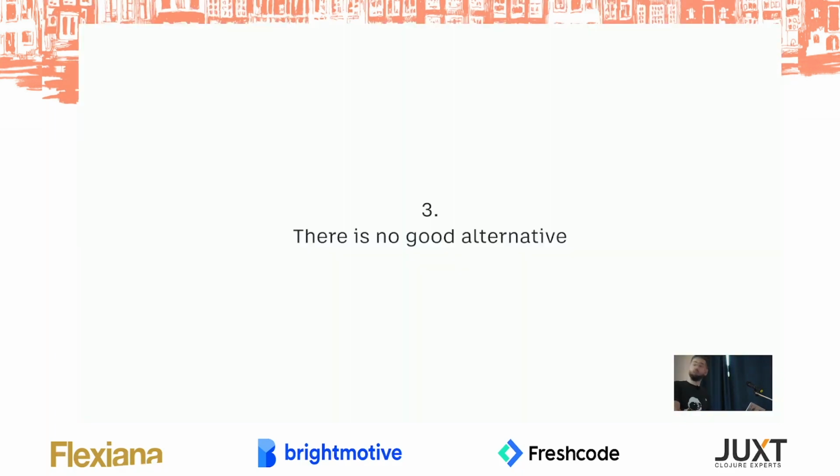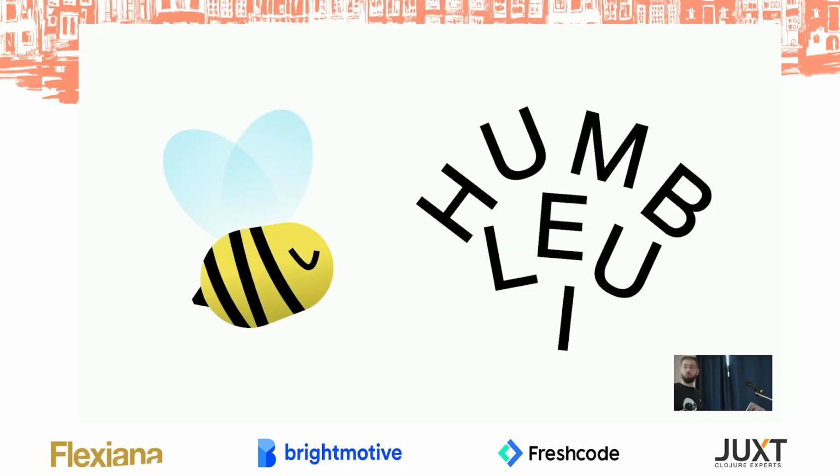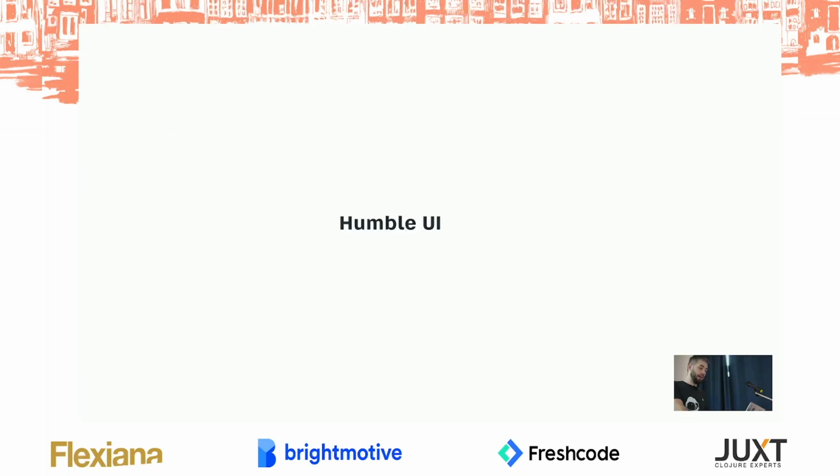And yeah, the third lesson from Electron is there is no good alternative. As I said, it's the only realistic solution right now. Which is sad, and this is why I want to try to change it a little bit by developing a second option for developing desktop applications, which is in Clojure. It's called Humble UI. Yeah, and this is its logo. This is basically a UI framework for desktop applications. So we are aiming specifically for desktop.